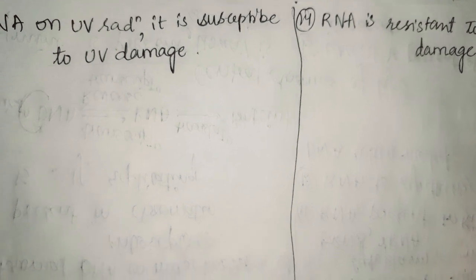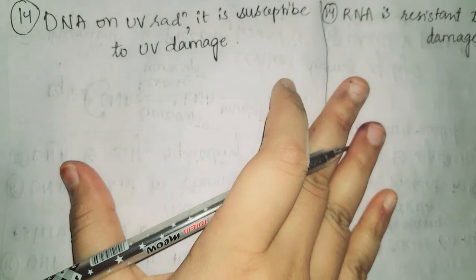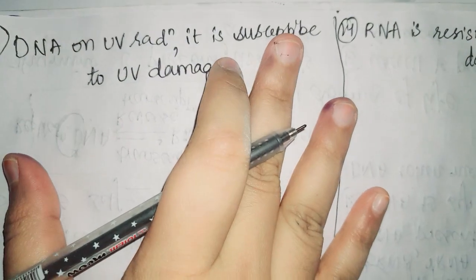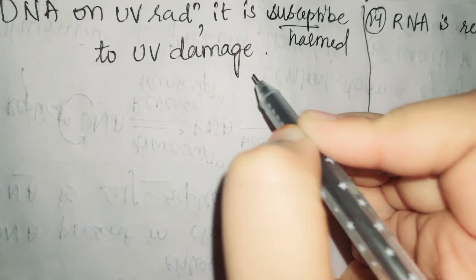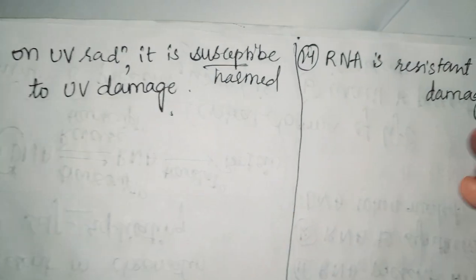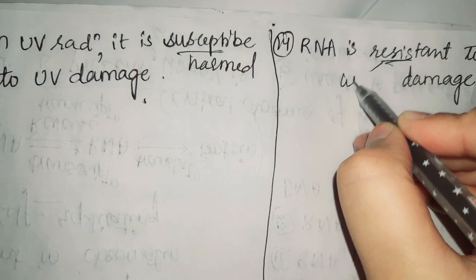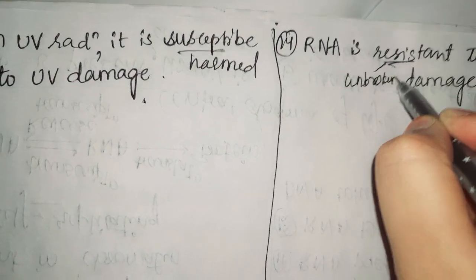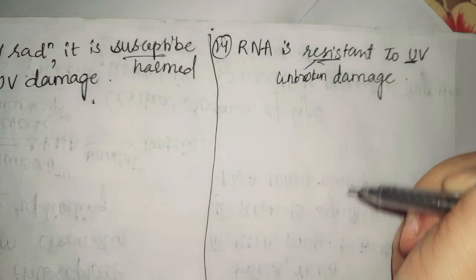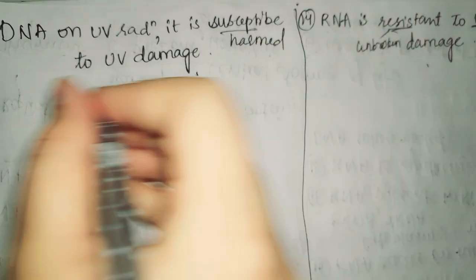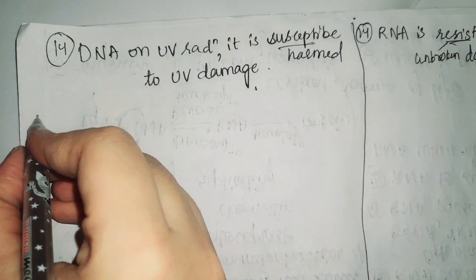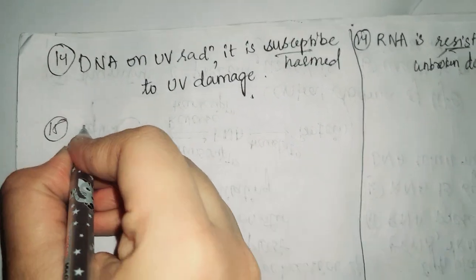Why is it susceptible and why is it resistant? Because DNA has a deoxyribose sugar and it is easily broken or harmed by UV radiation, whereas RNA is resistant, unbroken or unharmed by UV radiation. Now we'll see one more difference, that is complementary nucleotides.